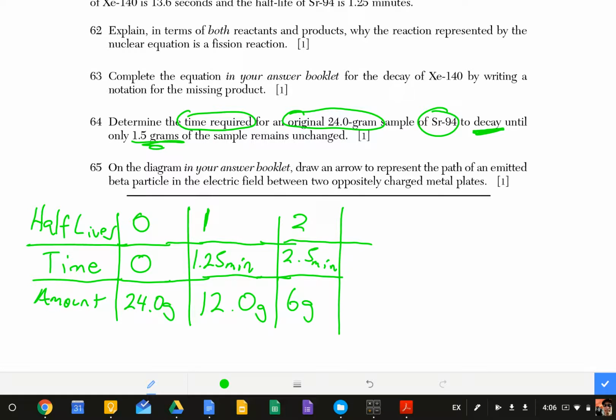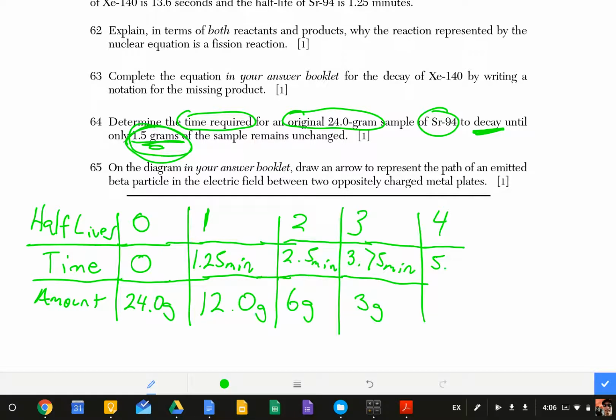And again, if I keep doing it the long way, 3 half-lives is another 1.25 minutes, so that's 3.75 minutes, and half of 6 grams is 3 grams still radioactive. Again, not done, because the question says until only 1.5 grams are still radioactive. So 4 half-lives is plus another 1.25, so that's 5.0 minutes. And half of 3 is 1.5 grams.